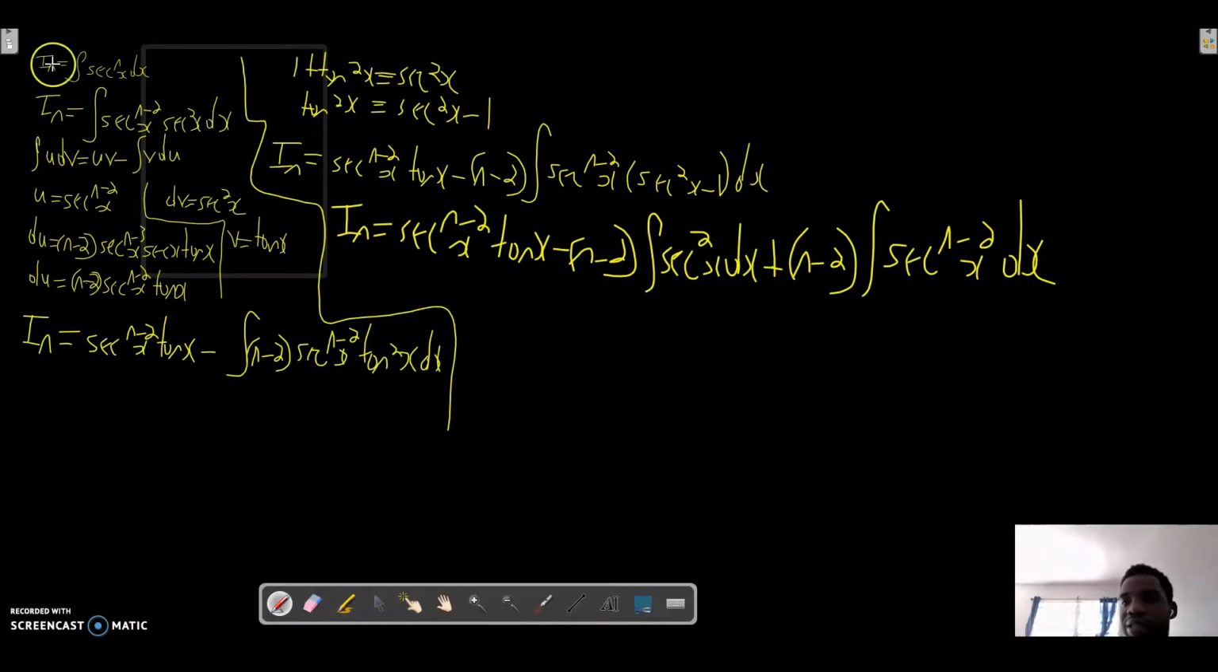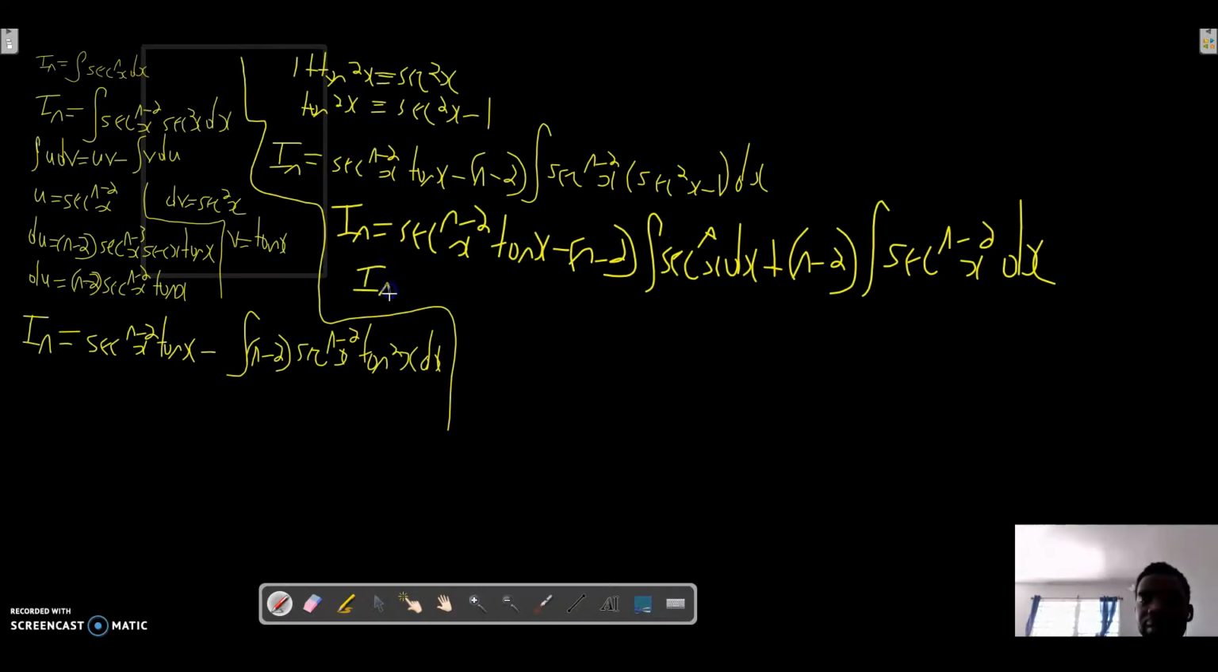Now let us look at the original integral. Bear in mind that I_n was the integral of sec to the n x dx. Looking at this right here, there's a little error. By laws of indices, we add n minus 2 and 2, we would have gotten n. All right, so a slight error right there. Now, based on the original integral, sec to the n minus 1 x, the integral of it, this would be I_n, and this would be I_(n minus 2).